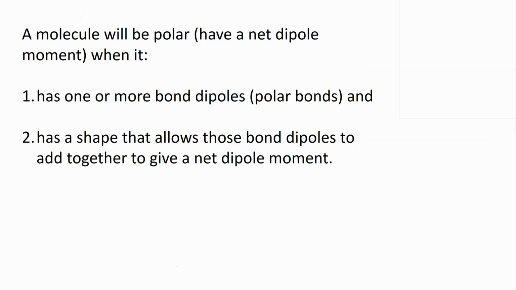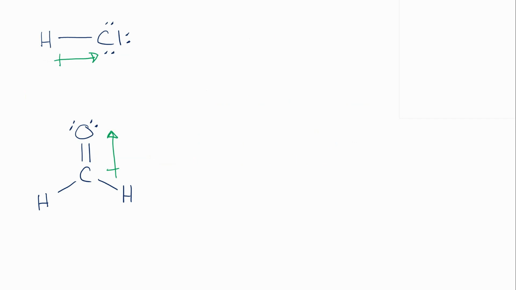To predict whether a molecule will be polar, we need to look at two things. First, it must have one or more bond dipoles. So we're going to use electronegativity to determine if there is a polar covalent bond. If there are no polar bonds, we're not going to see molecular polarity. And if it has those polar bonds, then the molecule has to have a shape that allows the bond dipoles within the molecule to add together to give a net dipole moment, or that overall separation of charge in the molecule. We're going to look at a bunch of examples here to talk this through.